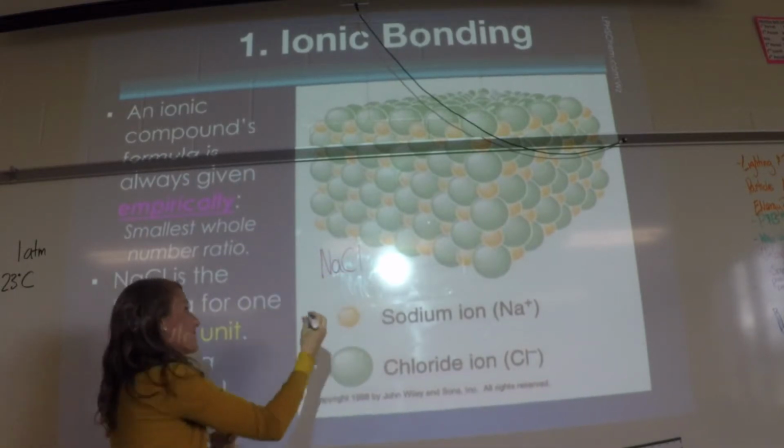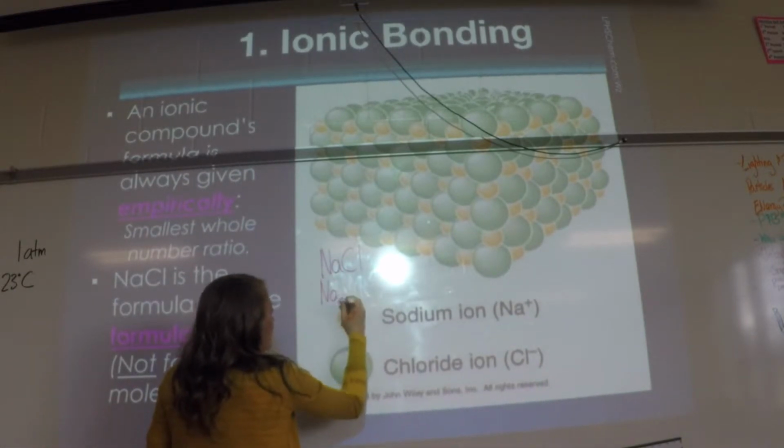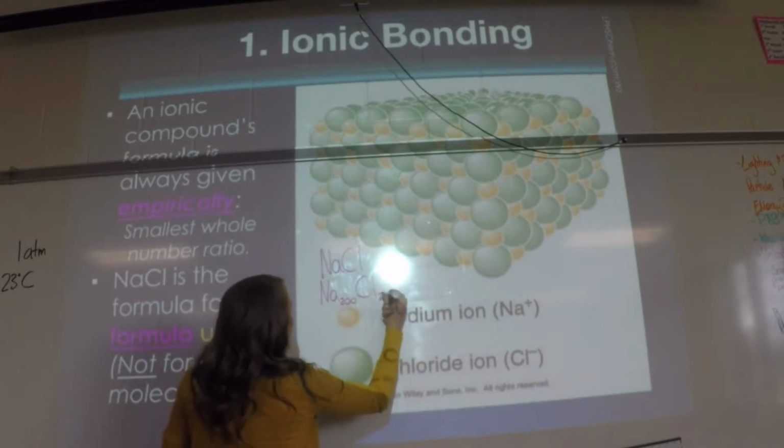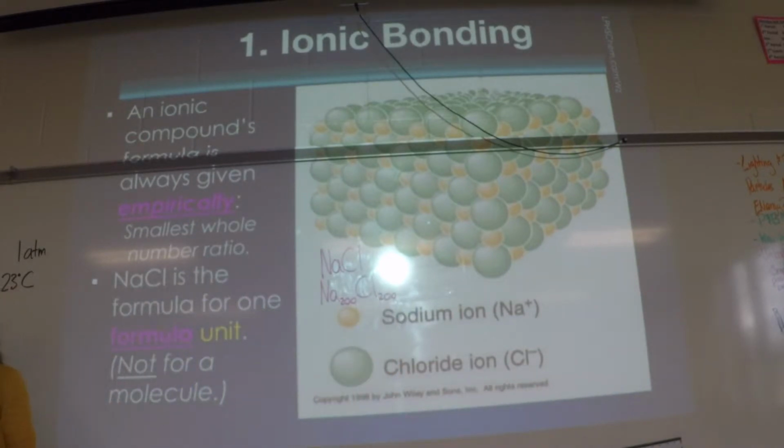But the formula could be like Na200Cl200. But we always write the simple empirical form. That's what it means by empirical, that we reduce the numbers down. But that's unique to ionic substances. Okay?